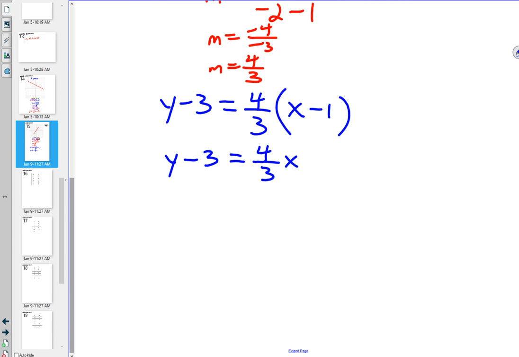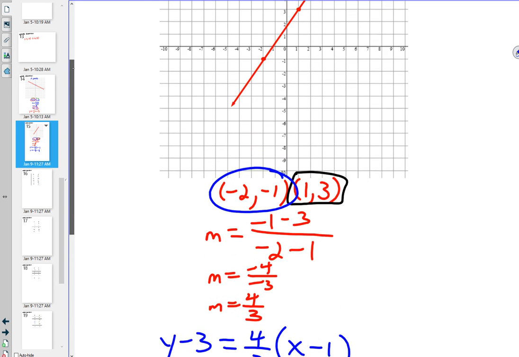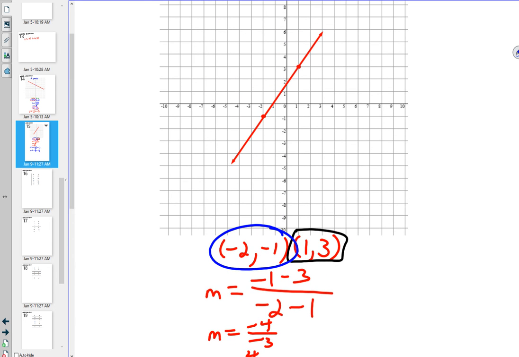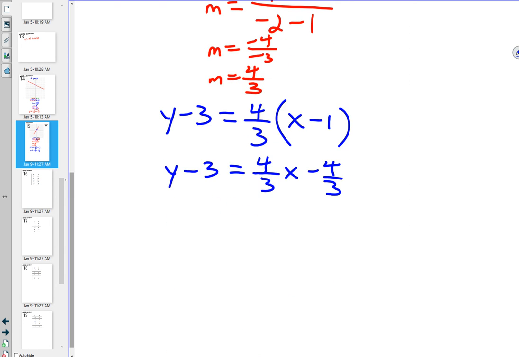4/3 times x is 4/3. And yeah, this is what we didn't like, the whole thing about a fraction. But think about it. If we came back and look at the picture, because what we're looking for is the y-intercept, we can tell that this is crossing somewhere between 1 and 2. So we know we're going to end up with a fraction. It is what it is. Like, we're going to end up with a fraction no matter what. So negative 1 times 4/3 is negative 4/3.